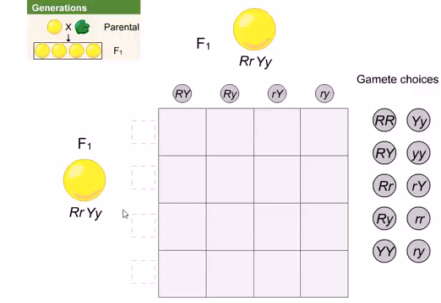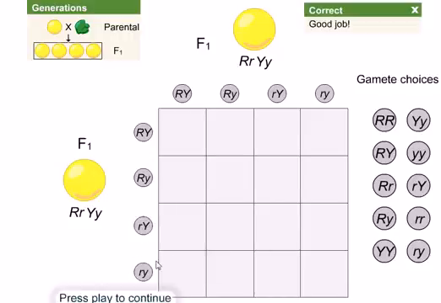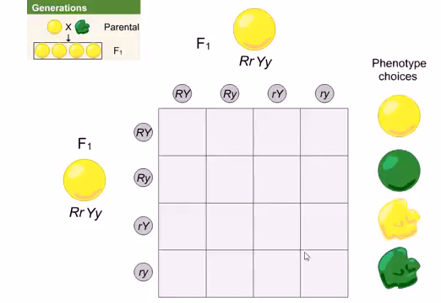The same way on the other side, because we are crossing all these heterozygous plants, all of this will remain the same. So caps R caps Y, caps R small y, then small r caps Y, and then small r small y. Okay. Now move on. Using the information provided, predict the phenotypes of the F2 offspring. Drag your selections from the phenotype choices. Okay, now we need to figure out the phenotype choices from here.